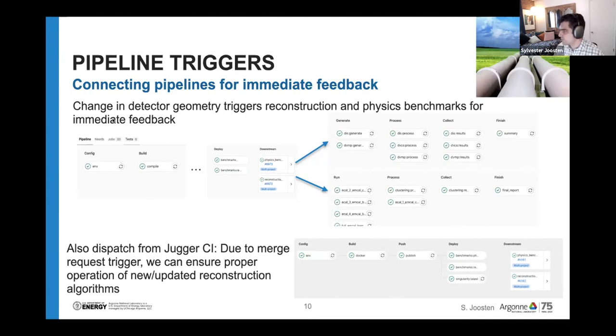This type of dispatch doesn't just work from this detector implementation to these benchmarks. We, for example, also have this from Juggler. Juggler is our main reconstruction program. Whenever we write a new reconstruction algorithm, it will trigger the different benchmarks. It will trigger the physics benchmarks. It will trigger the reconstruction benchmarks, and they will run to make sure that we have proper operation with these new algorithms.